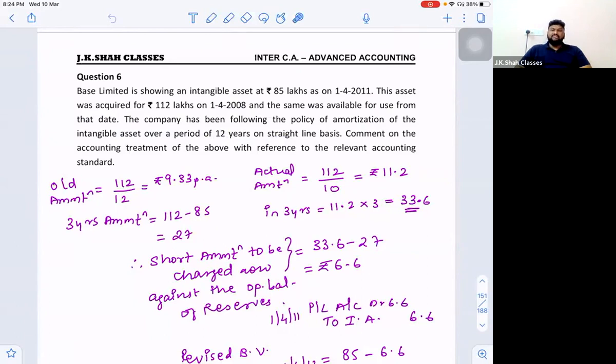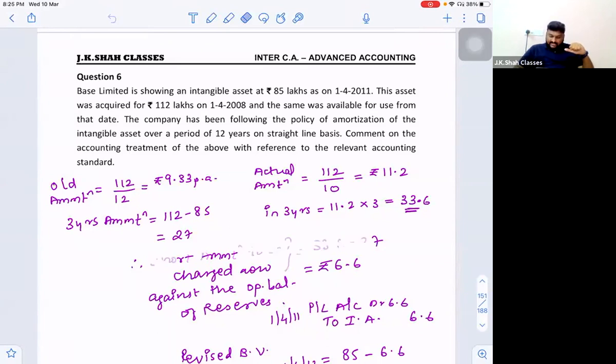Sir, 12 years is not available now, and I don't think any justification is given. So technically, the company should not go for 12 years. They have to go for 10 years only. This is wrong that they have done. Right? I cannot say that it's an error. They have estimated the life to be 12 years, but they should have followed AS26 by considering only 10 years. Comment on the accounting treatment of the above with reference to the relevant standard.